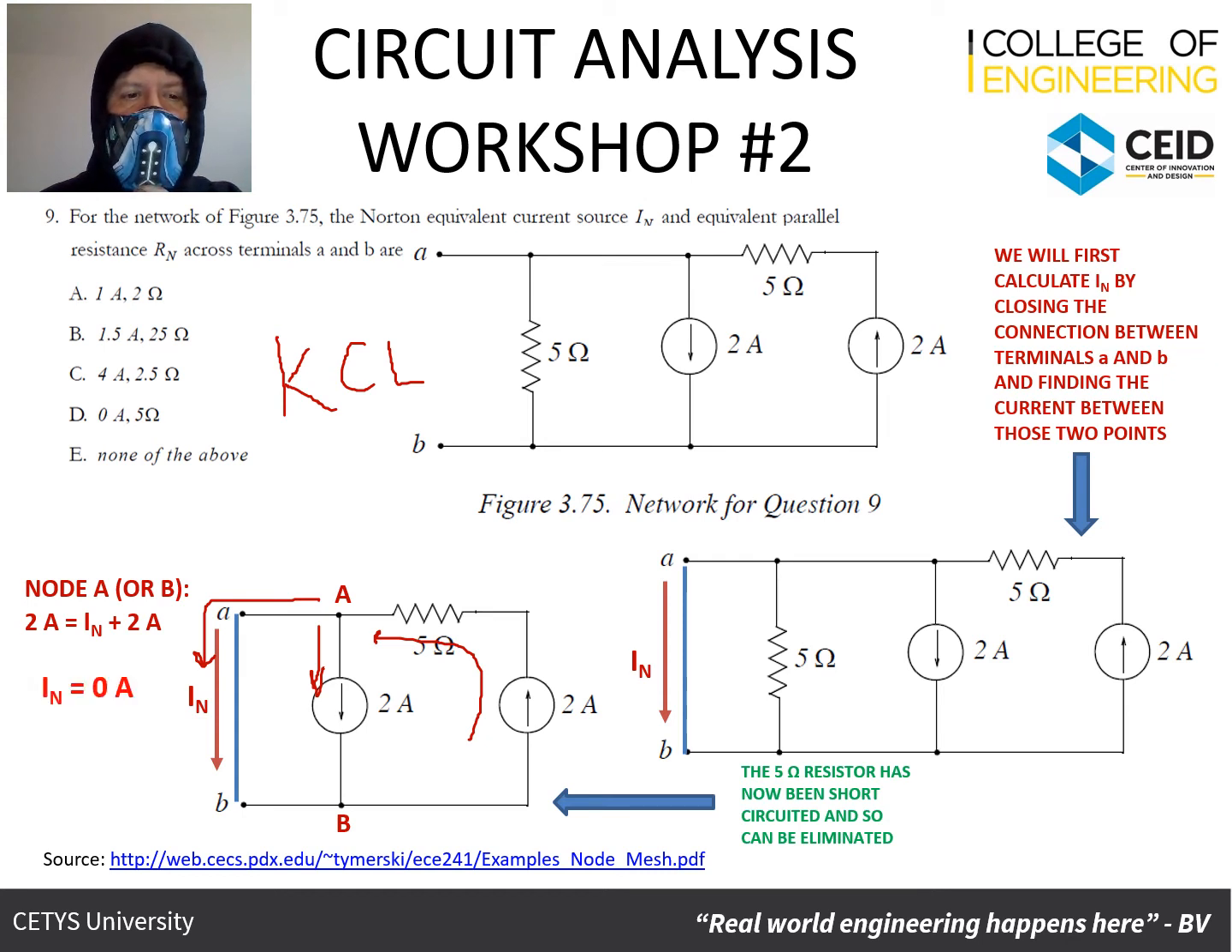Therefore, we establish this equation: 2 amps going in, 2 amps and the Norton current going out. The 2 amps cancel each other out, and we are left with a Norton current of 0 amps.